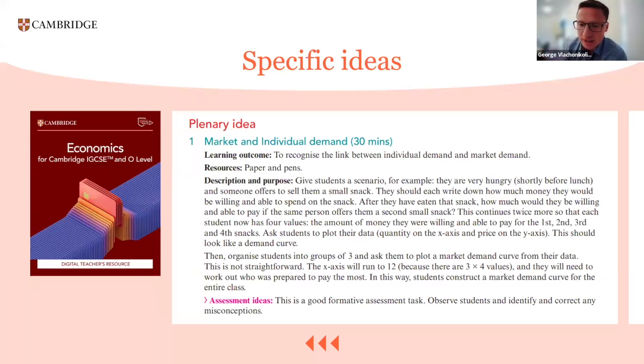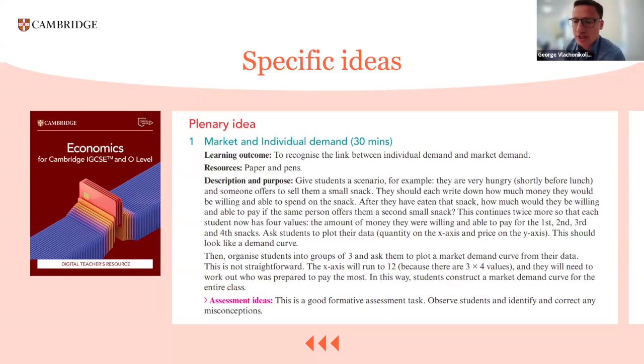One of the things that I will do is get students to imagine that they are eating a small snack. They'll write down how much money they would be willing to spend on the snack. Then they imagine that they've eaten the snack. How much will they pay for the second one? And after they've eaten the second one, how about the third one? And how about the fourth one? And all of this will give them a load of different data points that they can then use to build an individual demand curve.